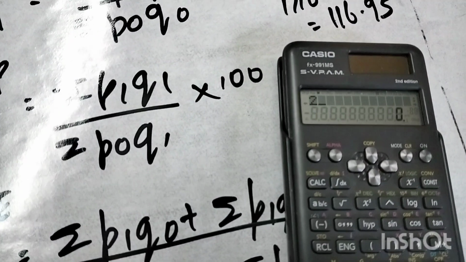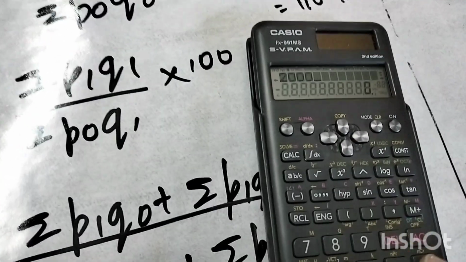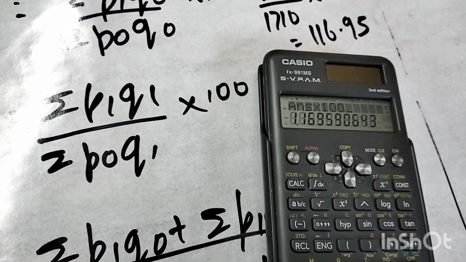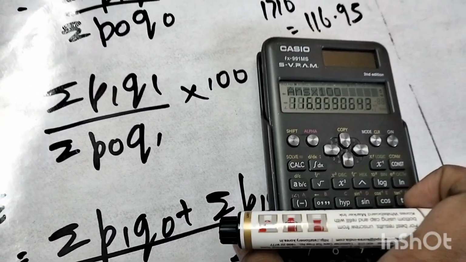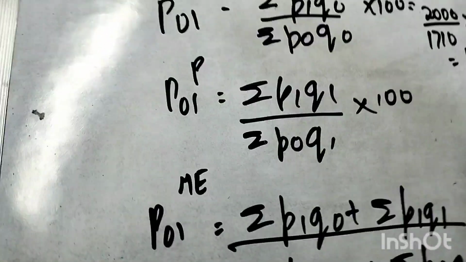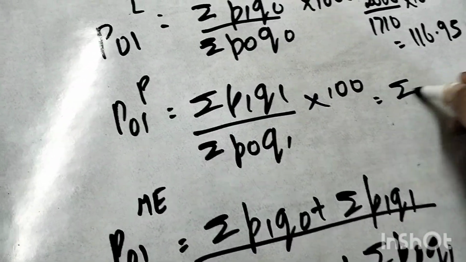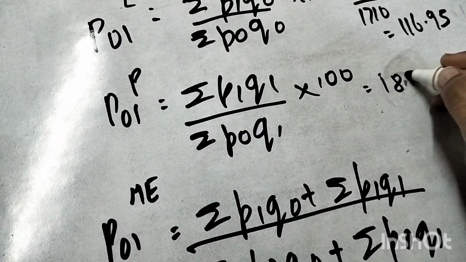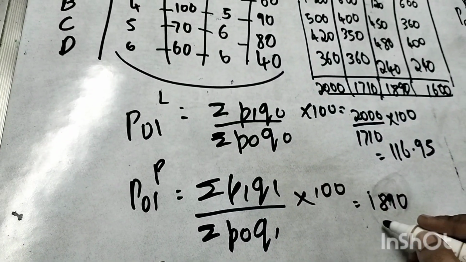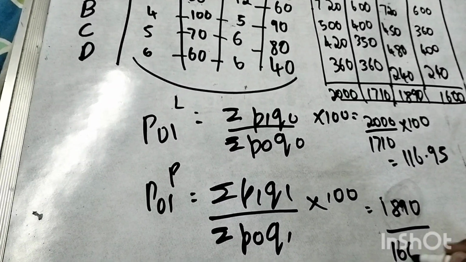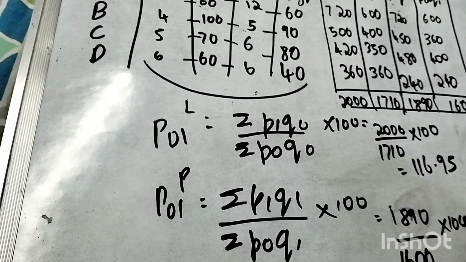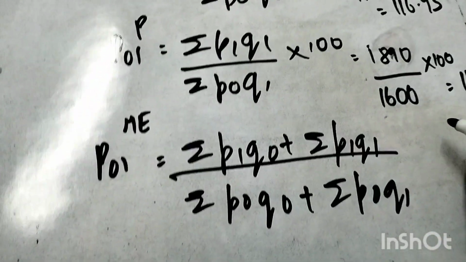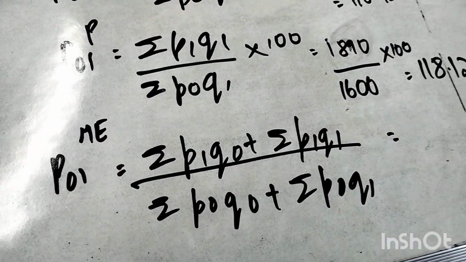Okay, 2000 divided by 1710 equals into 100. Okay, 116.95. Next is P naught 1 of Paasche's. So that's okay, I've already written. Okay, so that's 1890 divided by 1600 into 100. So that's going to be 118.12. So P naught 1 of Marshall-Edgeworth's, you need to add both of them.